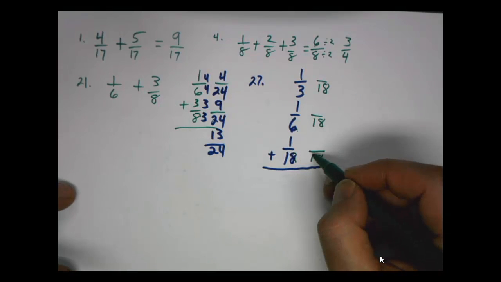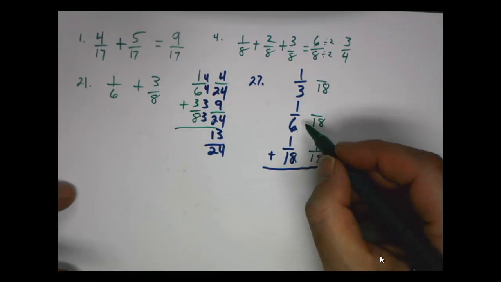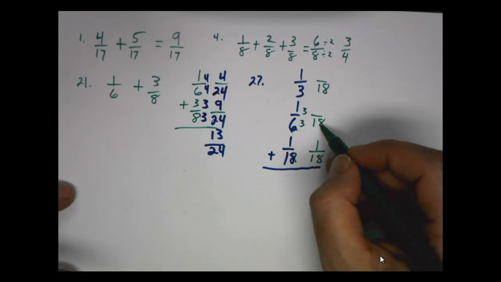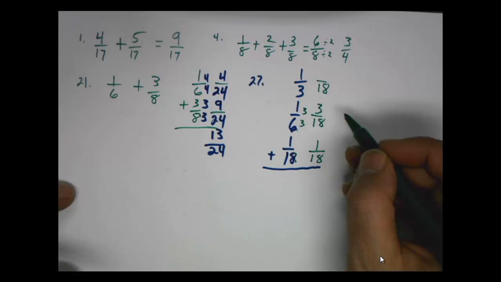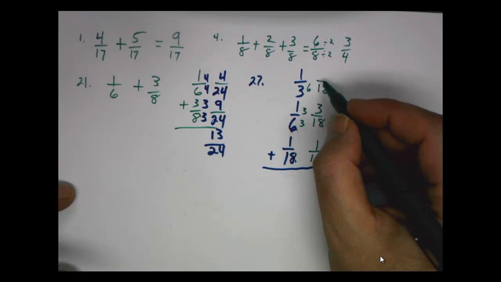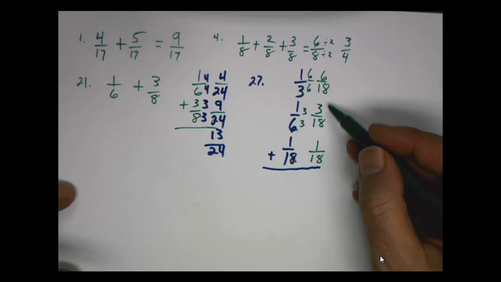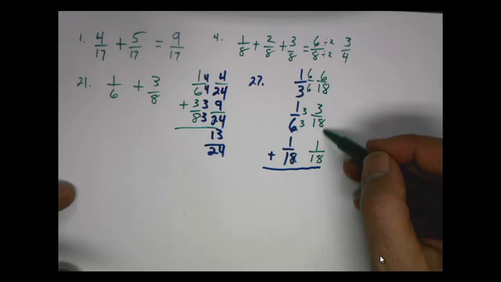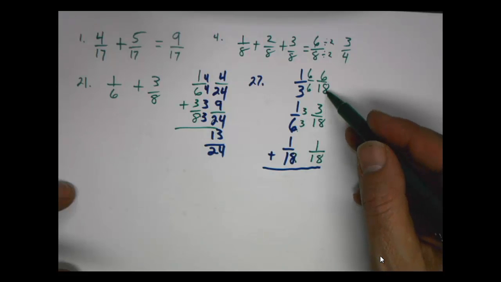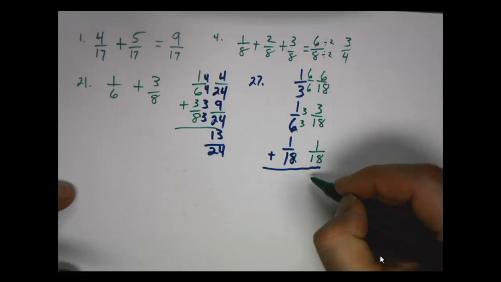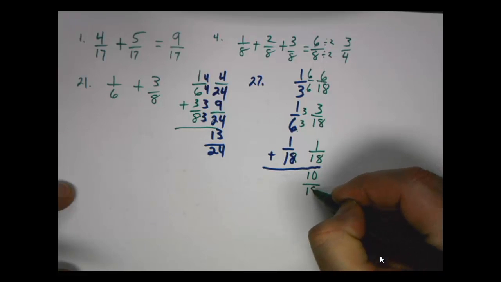Well, I didn't do anything to this one, so it just scoots over. I need to multiply this by 3/3, because 3 times 6 is 18. Do it to the bottom, do it to the top. And for the last one, you're going to need to multiply by 6/6. Then do it to the bottom, do it to the top. So now I have everything in 18ths. All I have to do then is add up the top numbers. 6 and 3 is 9, plus 1 is 10/18.